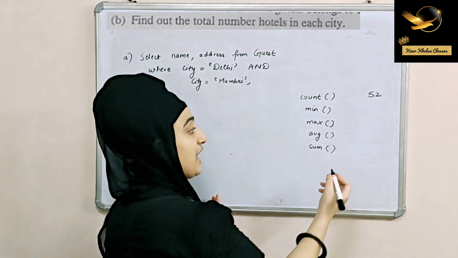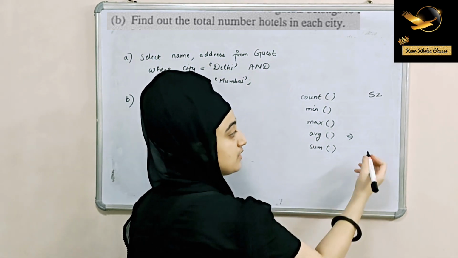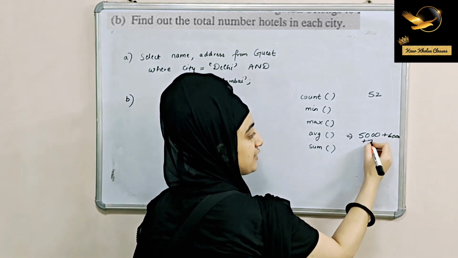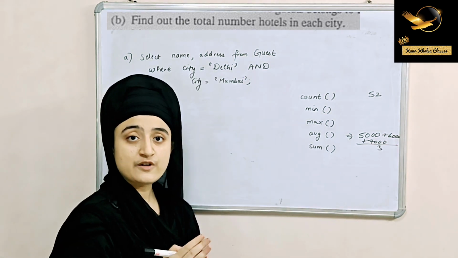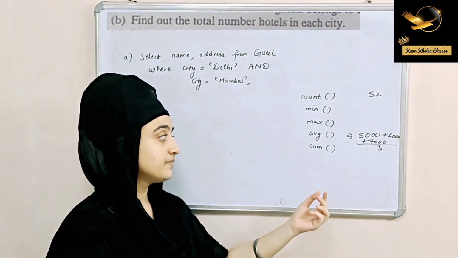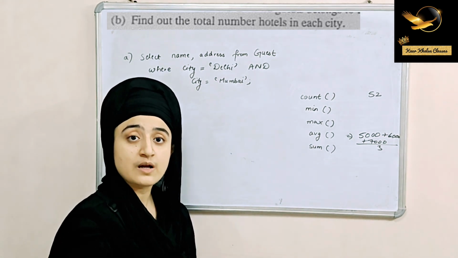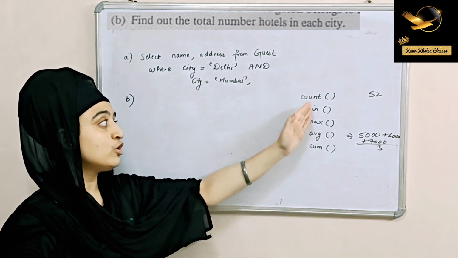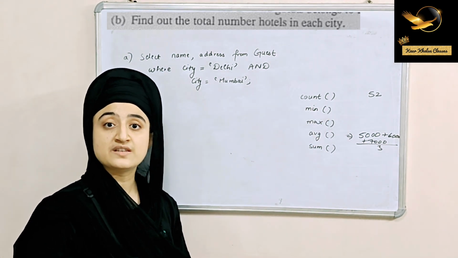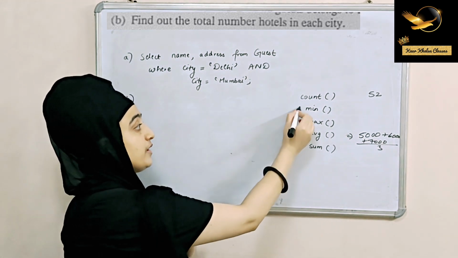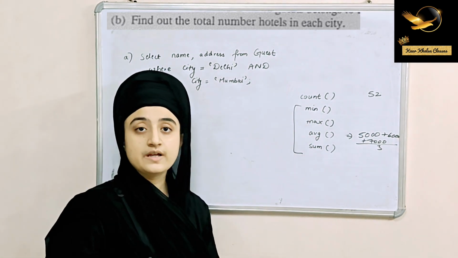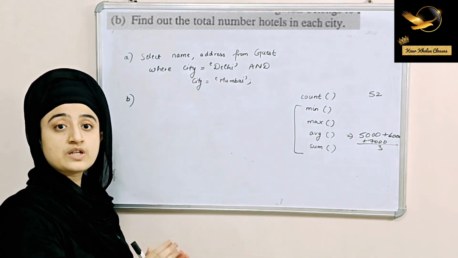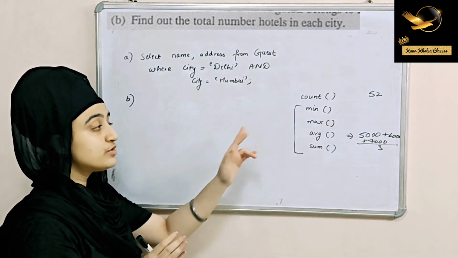Suppose there are salaries of 3 persons, say 5,000 plus 6,000 plus 7,000 divided by 3. The average function will solve this and return the output. Sum will find the sum of the complete column. These all will work on the particular column, whereas count will count the total number of rows present in the table. So these 4 aggregate functions will work on the columns, and this count function will count the total number of rows. Here we want the total number of hotels, so we will use the count function.